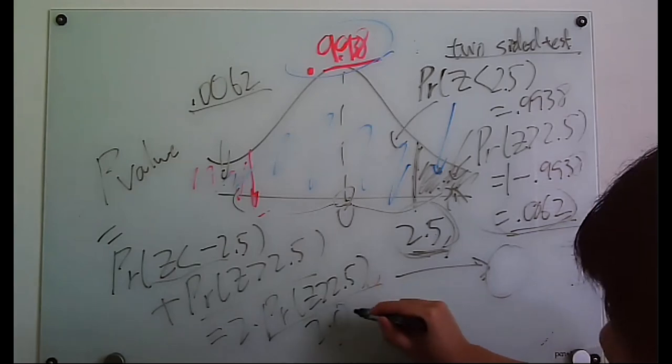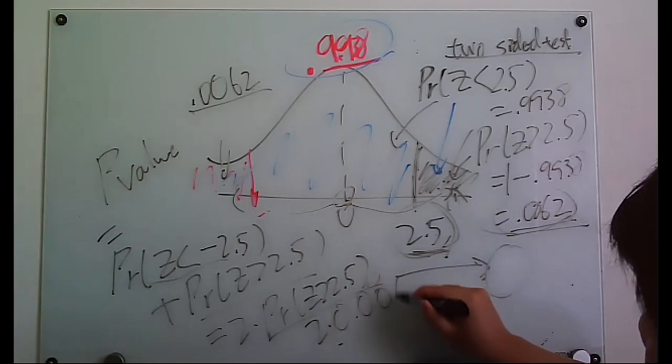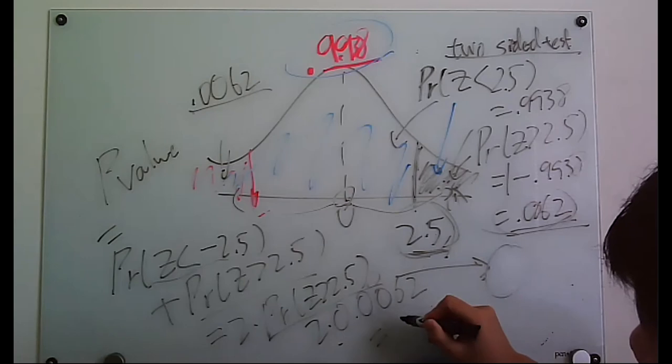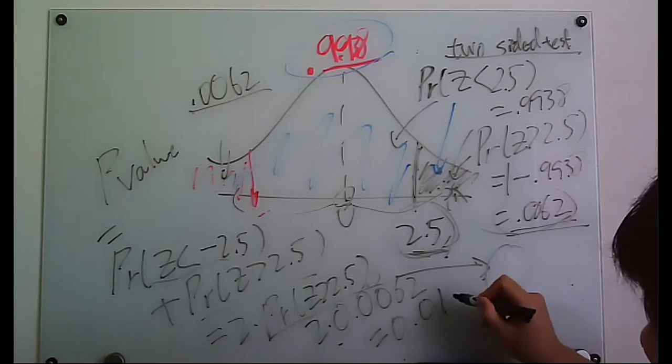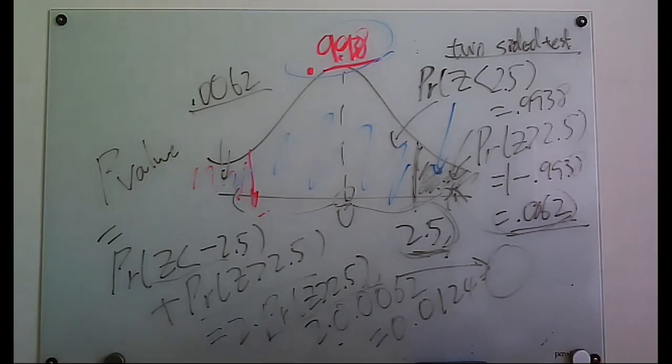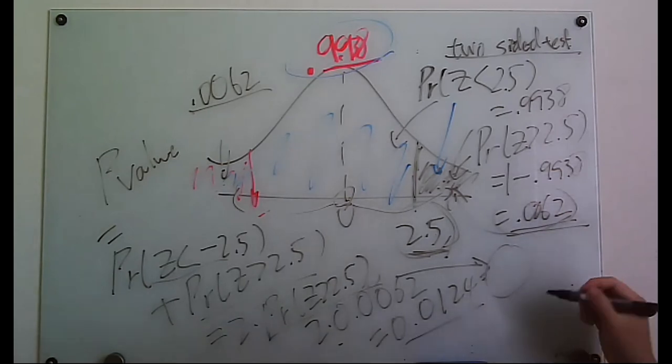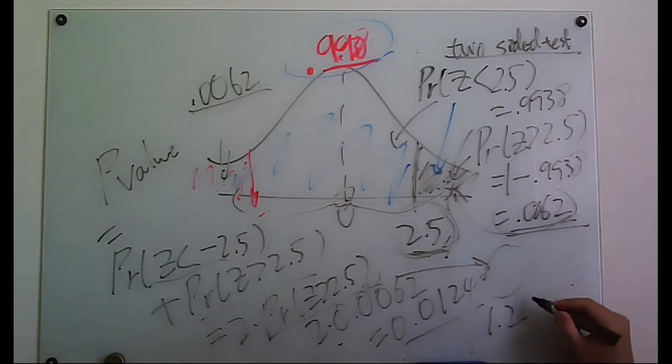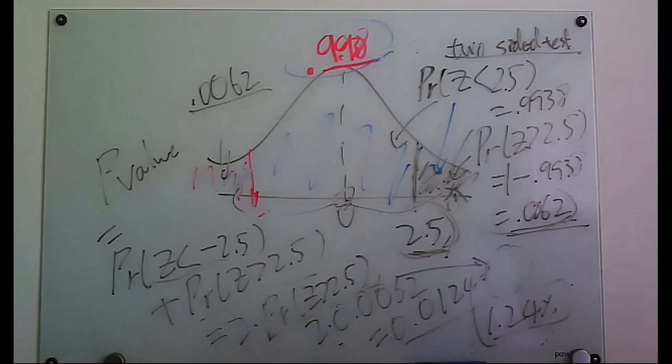2 times 0.0062, so it's going to be 0.0124, something like that. So it's about 1.24%. So based on that, what can you conclude?